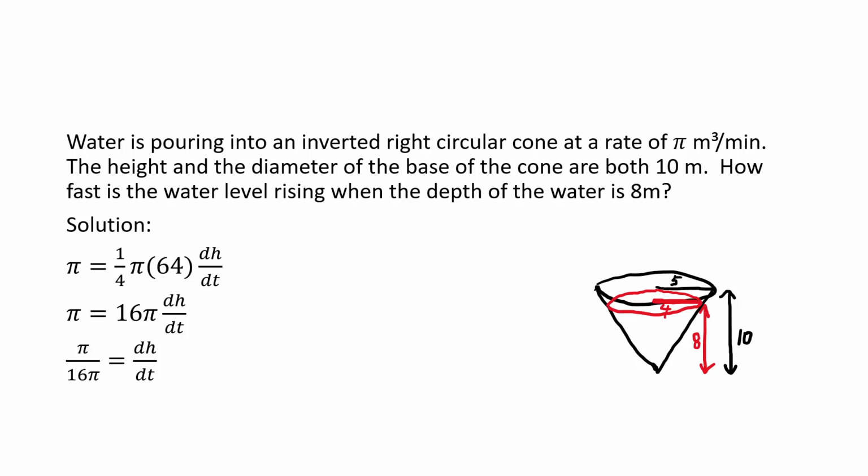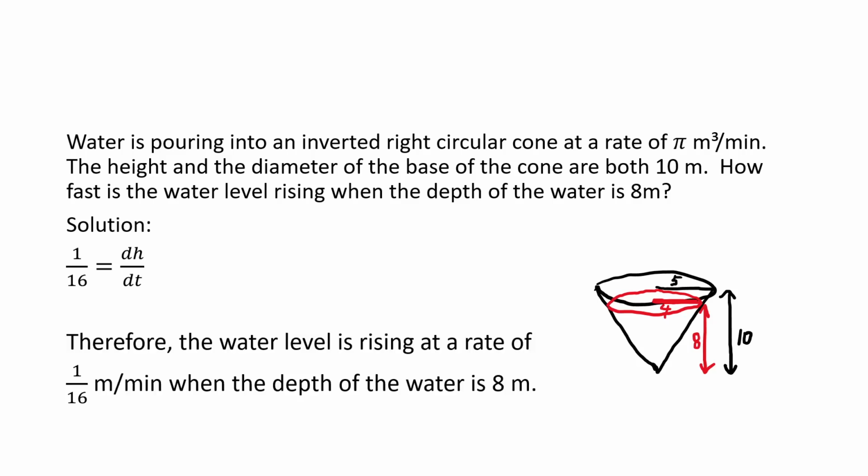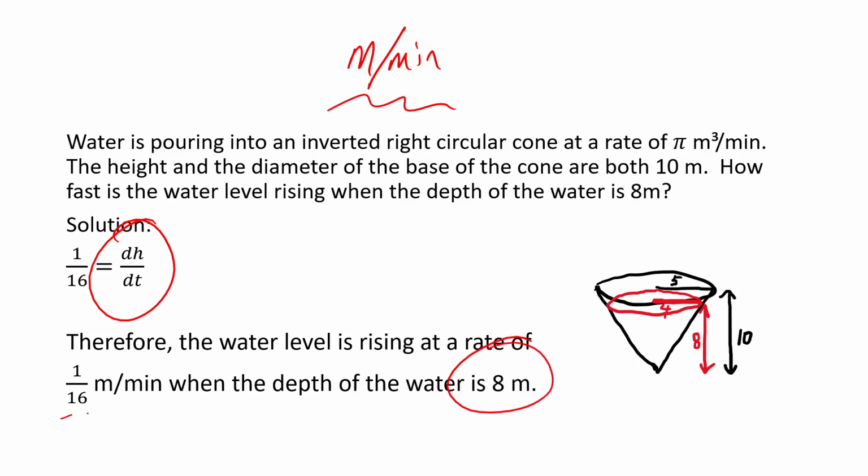So pi is equal to 16 pi dh over dt ultimately. So dividing both sides by 16 pi, we see pi over 16 pi equals dh over dt, which is the same as saying dh over dt is 1/16. Since height was always measured in meters and time was always measured in minutes, we can say that the rate of change of height with respect to time is being measured in meters per minute. And so we can say that when the depth of the water is 8 meters, the water level is rising at a rate of 1/16 meters per minute.